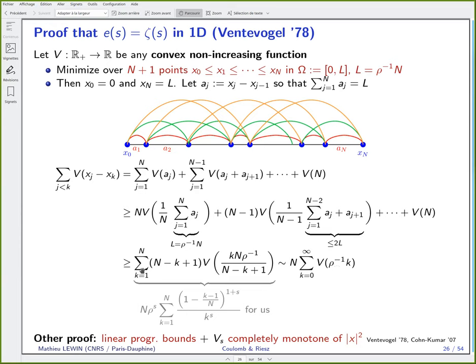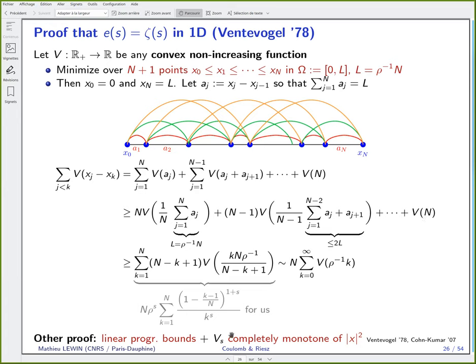So in our case, this sum actually is exactly equal to what I have written here, and it's pretty clear by some kind of dominated convergence or monotone convergence, that this is exactly n times rho to the s times zeta in the limit. That's the lower bound, but the upper bound is obvious because for the upper bound, you just place exactly the points on the lattice. And this is how you prove that E is zeta of s in one dimension.